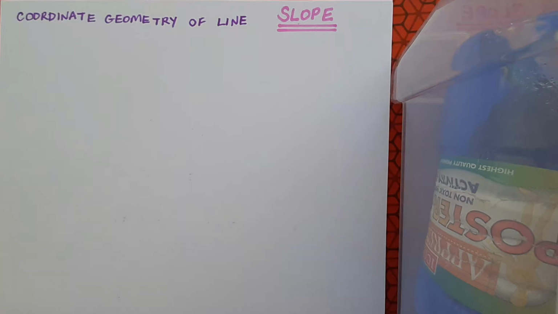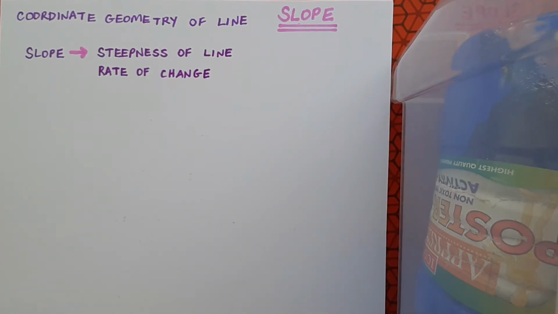This is a video about the coordinate geometry of the line with a focus on slope. So what is slope? Slope can be thought of as the steepness of a line, or the rate of change, so how much it's changing as you travel along it, by which we mean how much is it going up or how much is it going down.